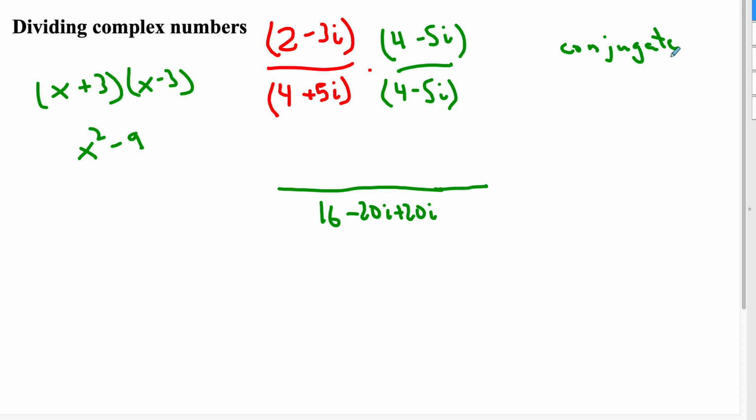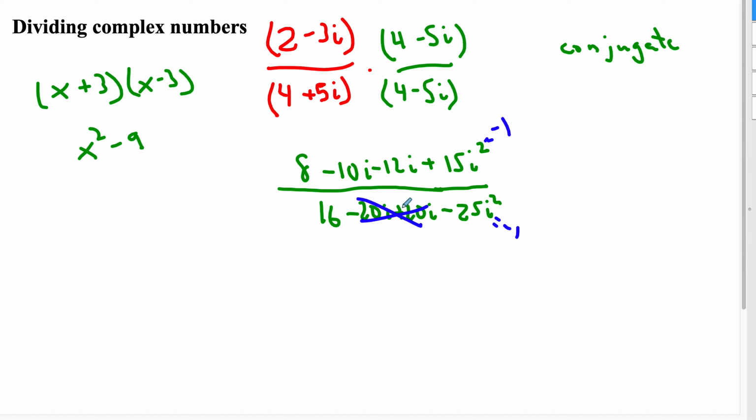Now in terms of this, I'll explain more about the conjugate here in just a sec, but positive times a negative is negative. 5 times 5 is 25. And we know i squared, right? Now the numerator is going to be something too. It's going to be 8 minus 10i minus 12i plus 15i squared. It is very important to remember that i squared is equal to negative 1 in both cases.